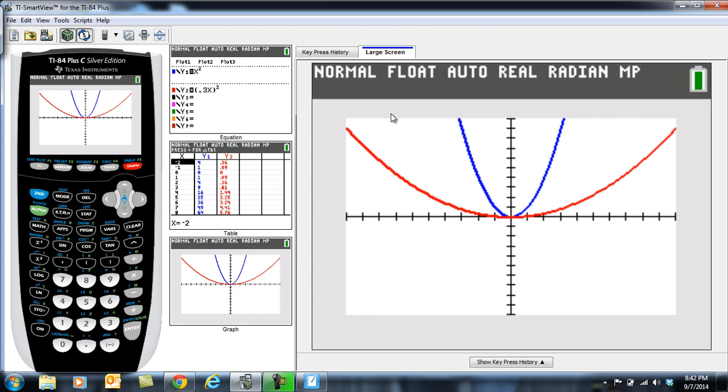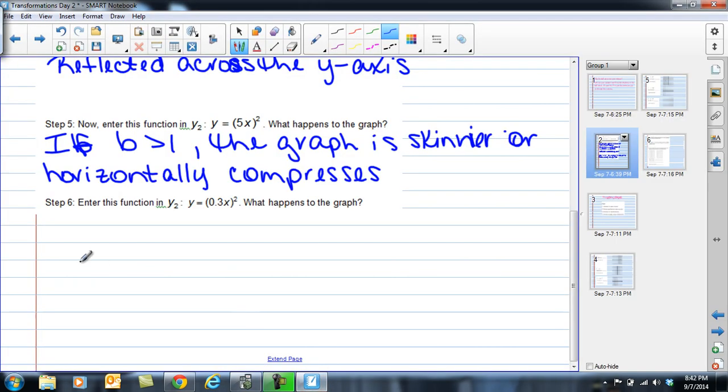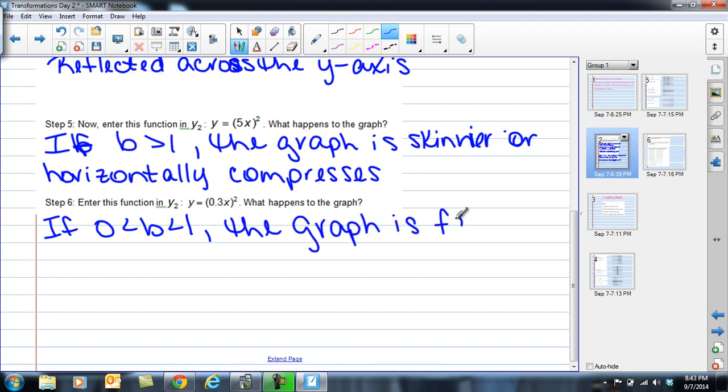And so what I did is I took all of these values that were on this graph and I pushed them way out from the y-axis, which is what made it wider. And so I took that one and I pushed it out, which makes a horizontal stretch because I stretched it out wide horizontally. And so when I say this one, if b is a number between 0 and 1, and that's how I write it mathematically, the graph is fatter or horizontally stretched.